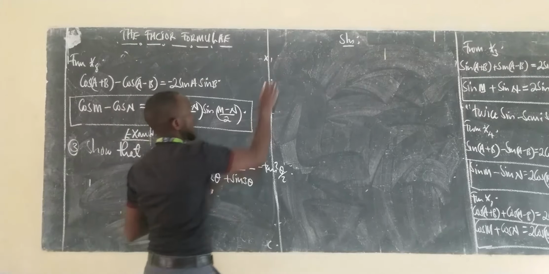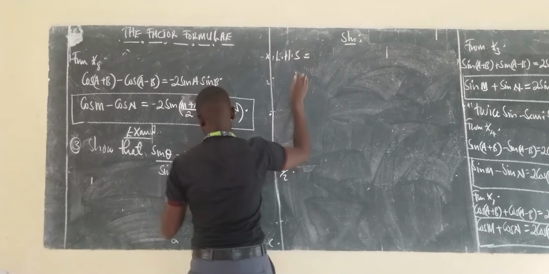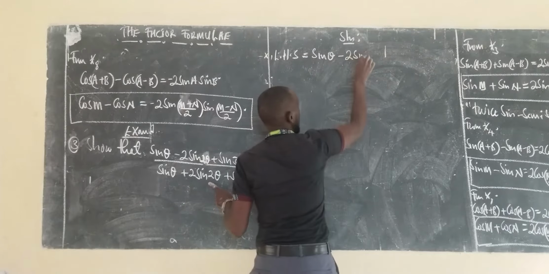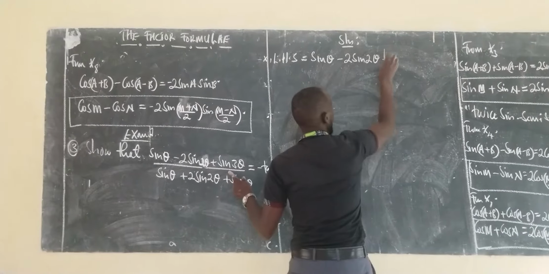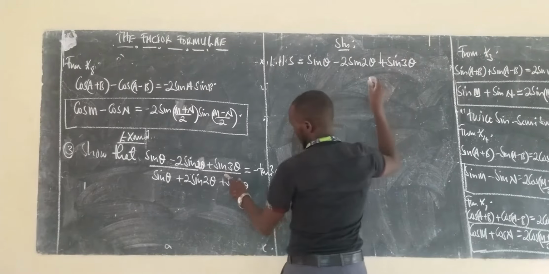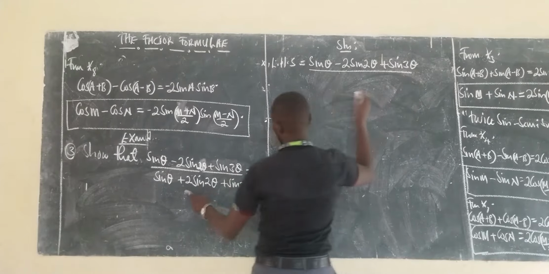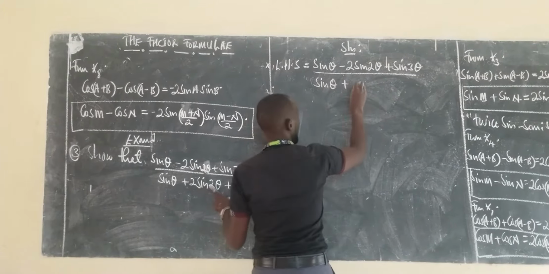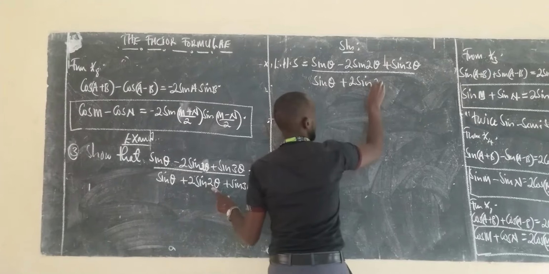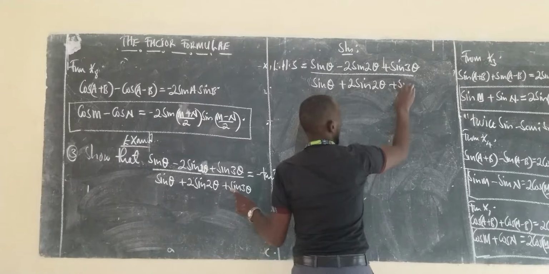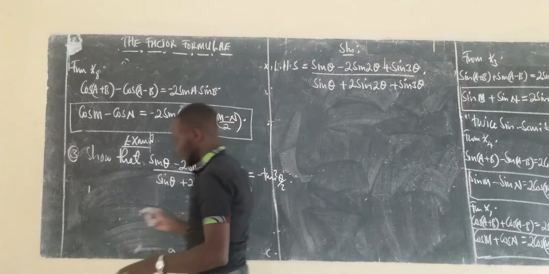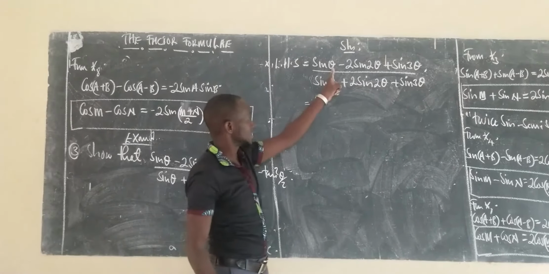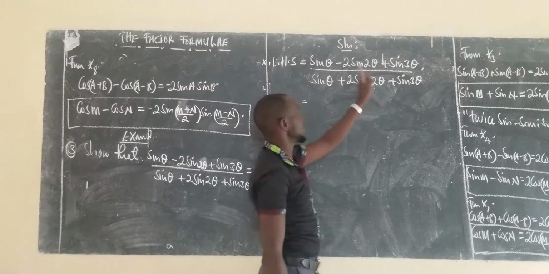when you look at the left-hand side of this question, the left-hand side is equivalent to sine theta minus 2 sine 2 theta plus sine 3 theta divided by sine theta plus 2 sine 2 theta, then plus sine 3 theta. If you have that, look carefully. This is sine theta, this is sine 2 theta, and this is sine 3 theta.